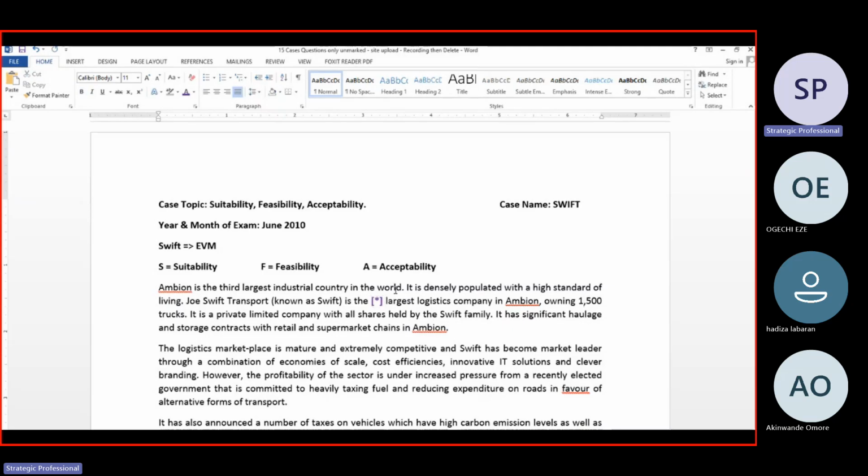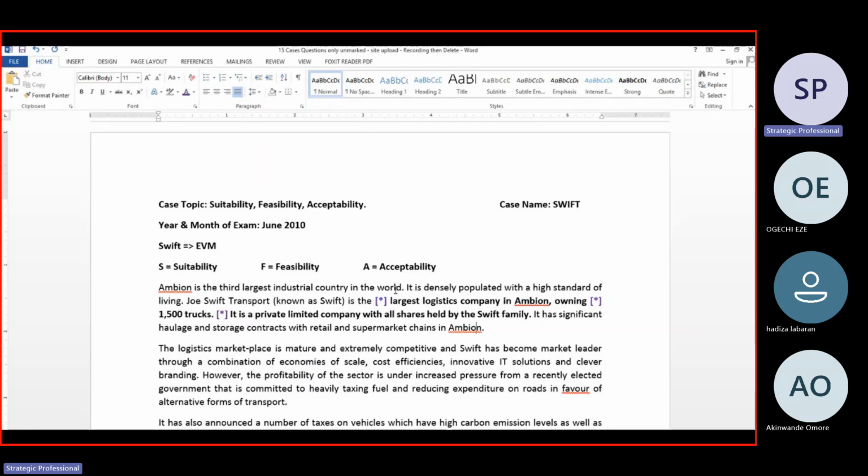It is the largest company in Ambion, and it has around 1,500 trucks. So we'll mark these things as important. Done. Okay, it has 1,500 trucks. It is a private limited company with all shares held by the Swift family. So there are no shareholders there. It's a private company and all shares are with the family, so they don't need to consult any external shareholder. It has significant haulage and storage contracts with retail and supermarket chains in Ambion.